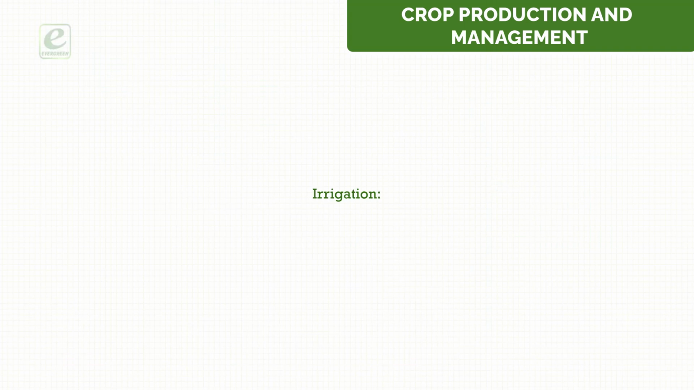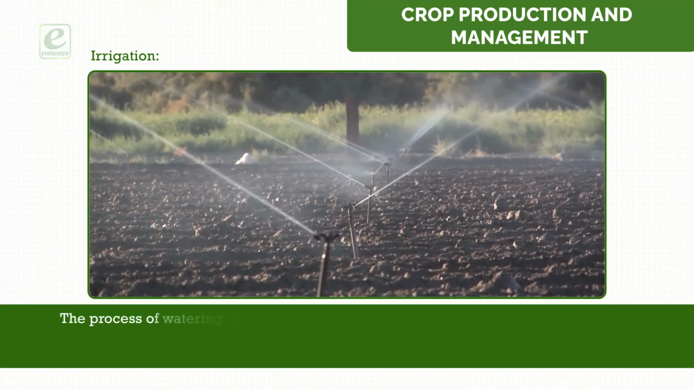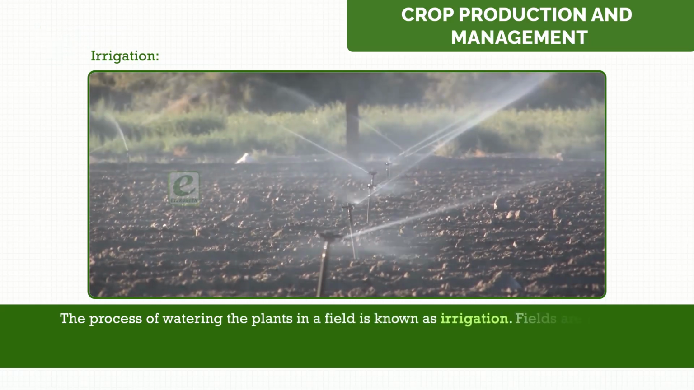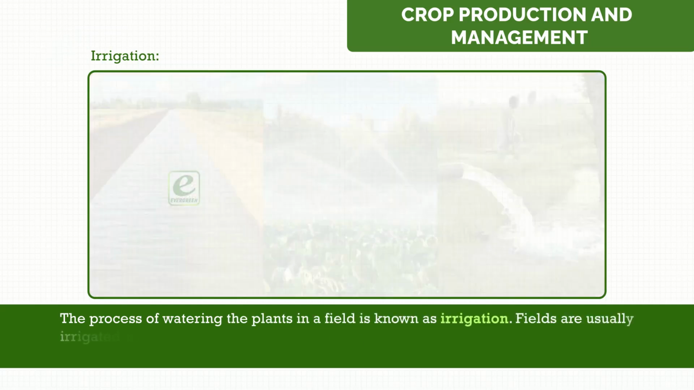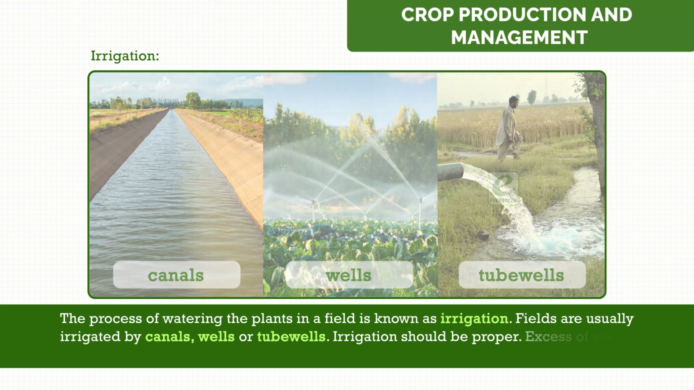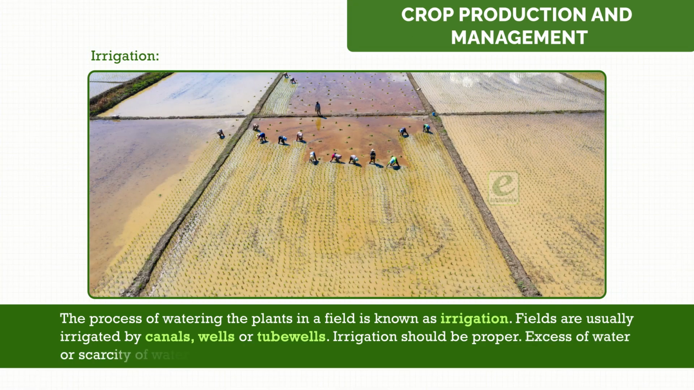Irrigation. The process of watering the plants in a field is known as irrigation. Fields are usually irrigated by canals, wells, or tube wells. Irrigation should be proper. Excess of water or scarcity of water both are harmful for the crop.